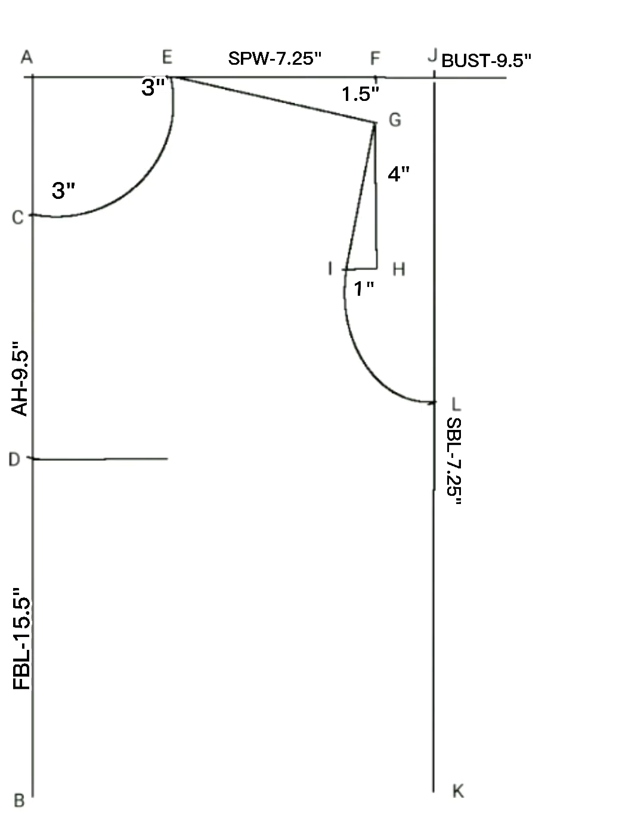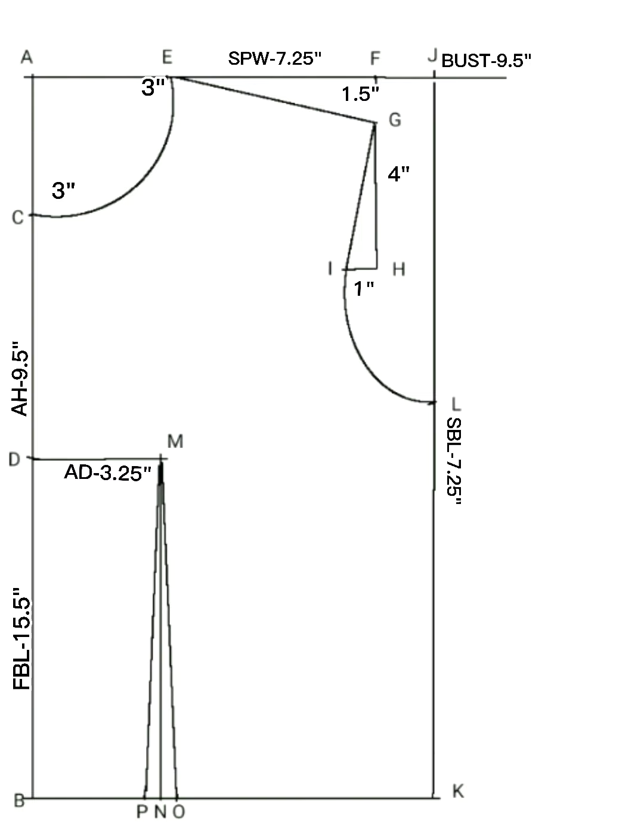Point M is half of your apex distance. 6.5 divided by 2 is equal to 3.25. Extend the line downwards to make your dart. Just add 1/2 inch to both sides of the line and connect it to point M.